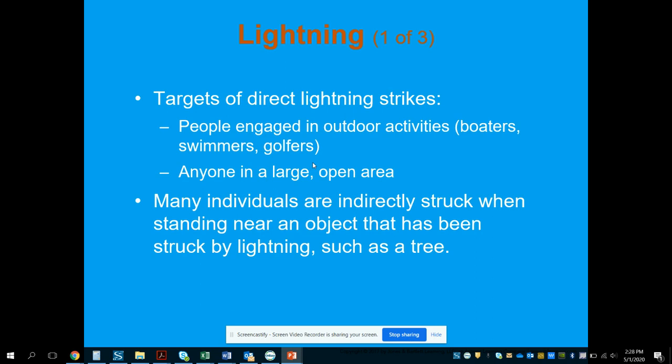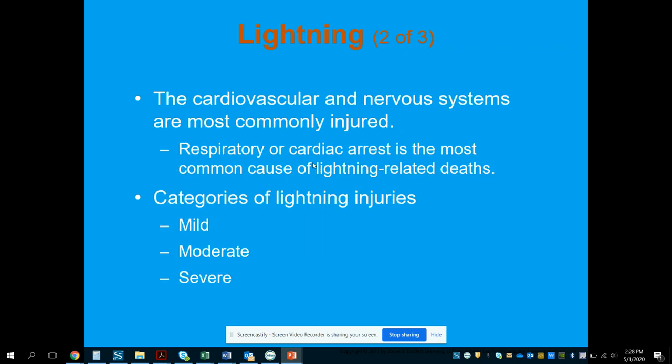Looking at lightning strikes, there are a lot of targets of direct lightning strikes, like people that are engaged in outdoor activities, so boaters, swimmers, golfers, anyone in a large open area. Many individuals are indirectly struck when they're standing near an object that has been struck by lightning, like a tree, because it does transfer and conduct that energy out, and the person could be injured there.